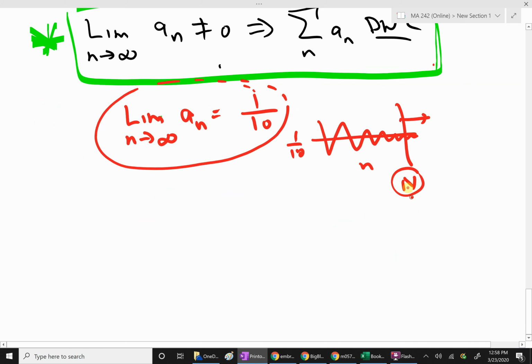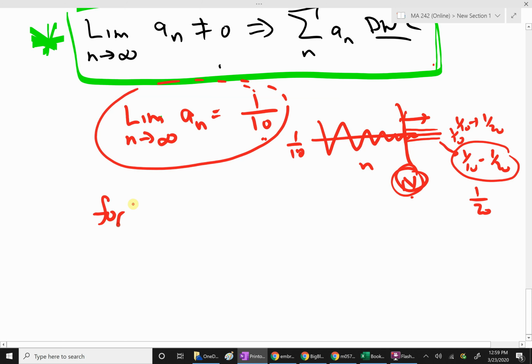And what it means is once you tell me how close you want to be to 1/10, after you get past some index, I have to always be within that little window. So suppose you tell me, I want you to be within 1/20th of 1/10. In other words, I want you to be from 1/10 plus 1/20 to 1/10 minus 1/20. If this is true, then there has to be some capital N after which all of the sequence terms are at least this big. This is 1/20. So for all n past this index, the a_n's are greater than 1/20.